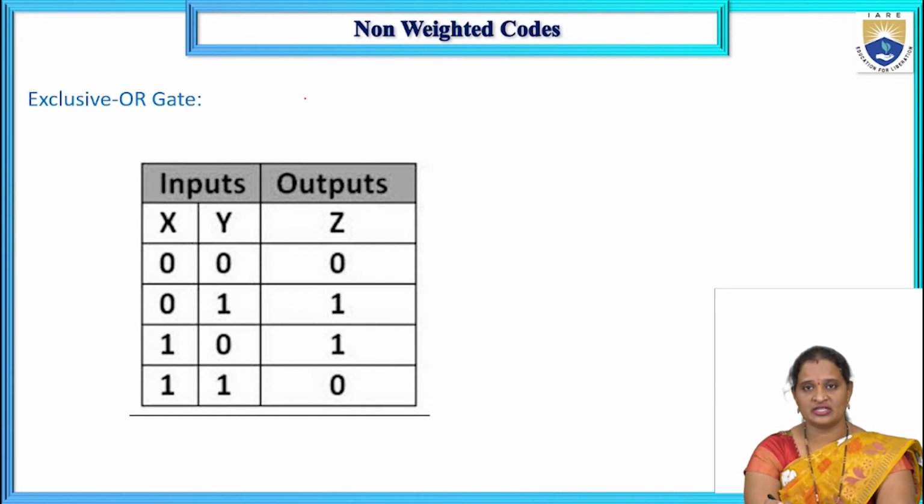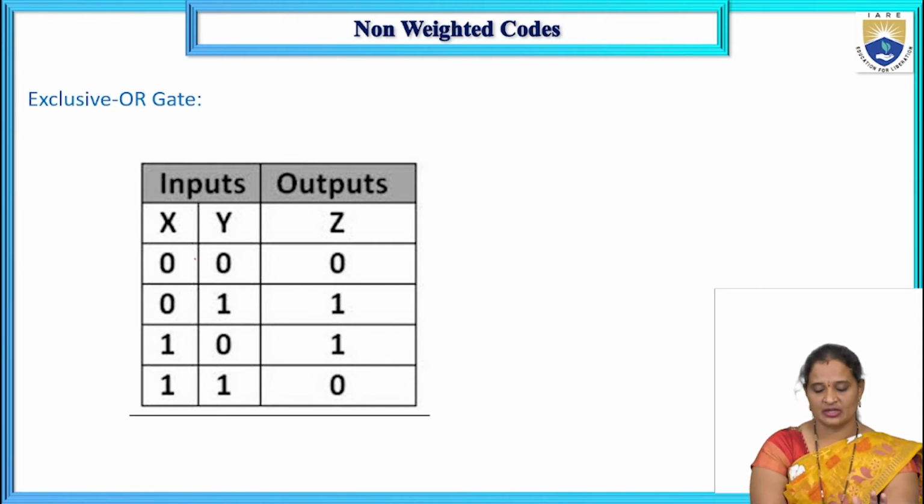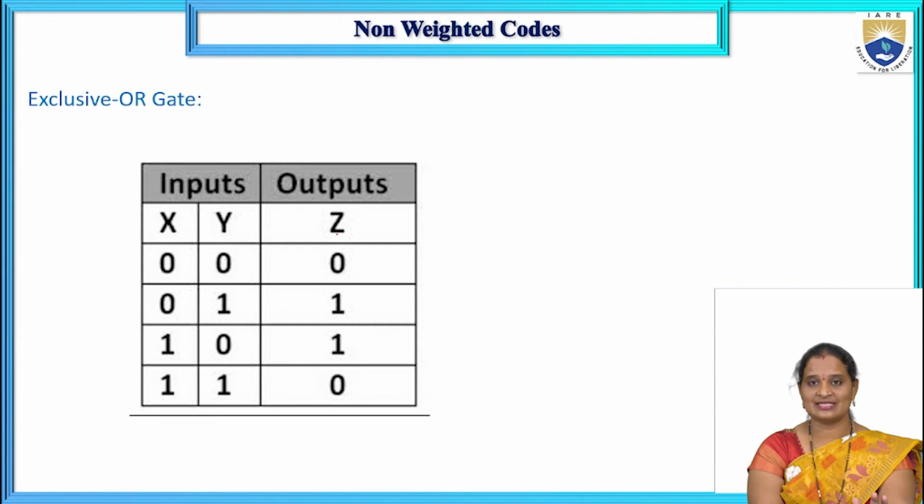So we already know the principle of the exclusive OR gate. The output of the exclusive OR gate is 1 when both the inputs are different, and the output is equal to 0 when both the inputs are the same. So this is the truth table. X, Y are the inputs and Z is the output.